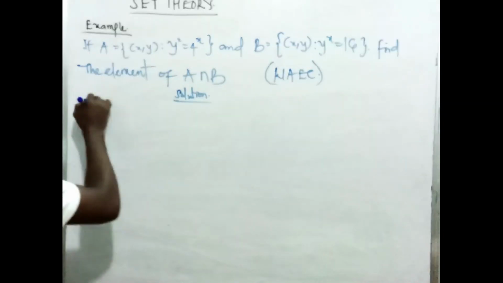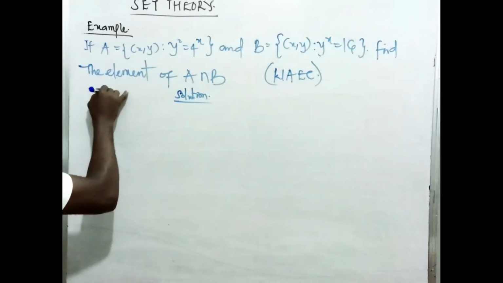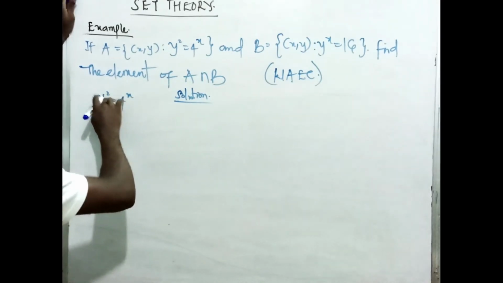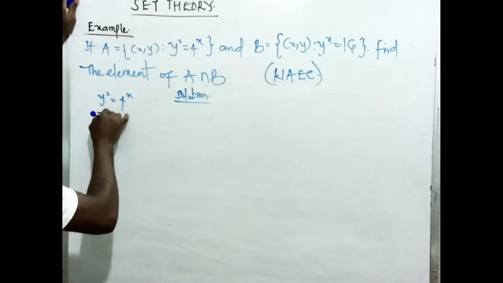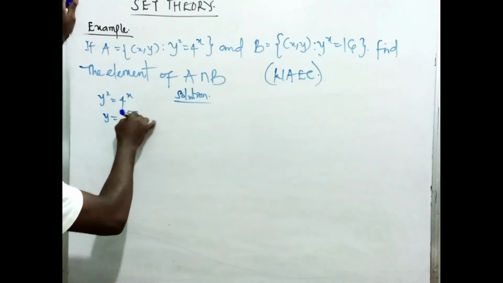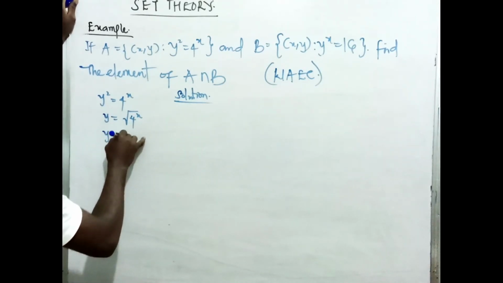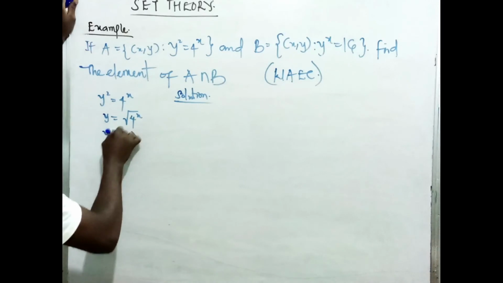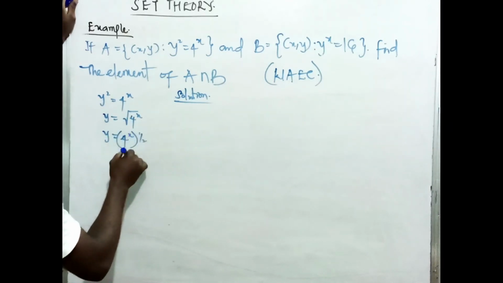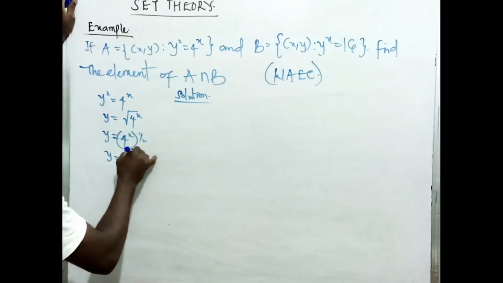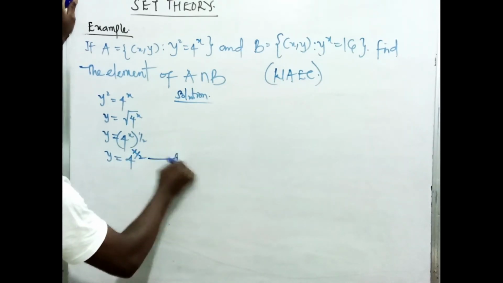So from here you have that y squared is equal to 4 raised to power x. So this square comes over, turns to square root, as y is equal to the square root of 4 raised to power x. So y here is equal to 4 raised to power x in bracket, your square root turns to power of 1 over 2. So y here is equal to 4 raised to power x over 2. I call this equation 1.